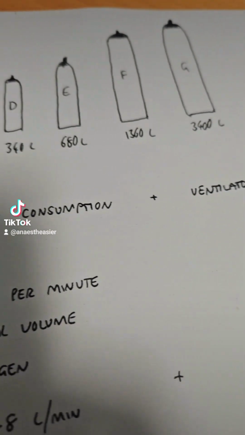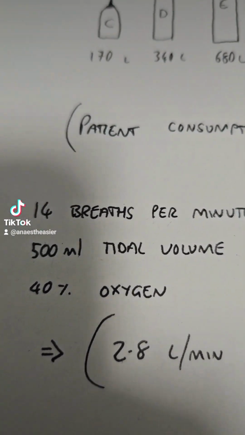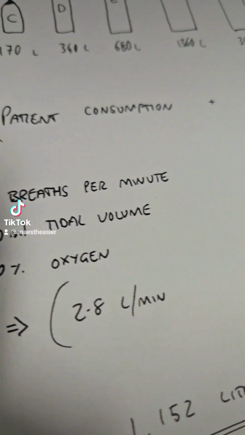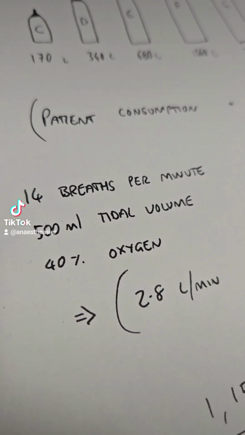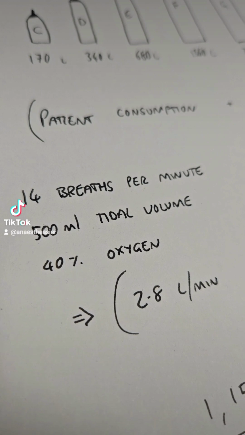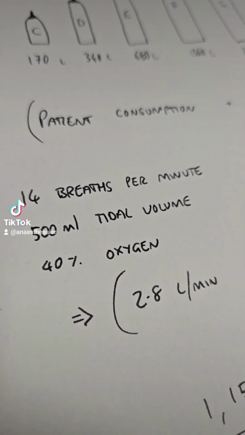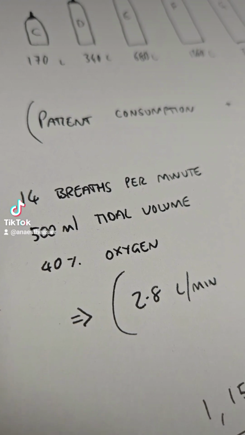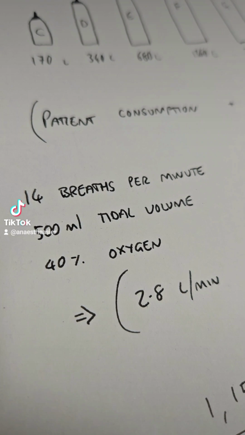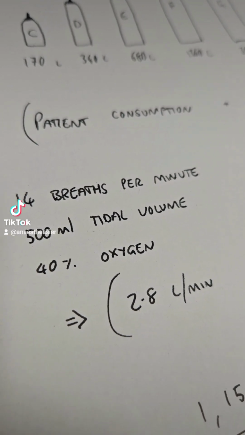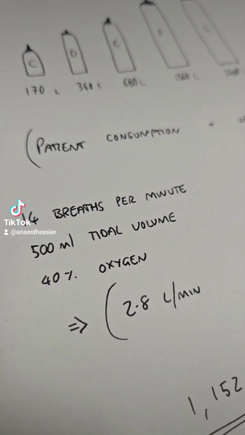So how do we calculate how much the patient's going to consume? We need to know how much they're breathing and what percentage of that is oxygen. So we take their breaths per minute and their tidal volume, so how much each breath is in terms of volume, and then we times that by what percentage of that breath is formed from oxygen. So our patient is breathing at 14 breaths per minute, 500 mils per breath, and 40% of that is oxygen. So that works out at 2.8 litres per minute.